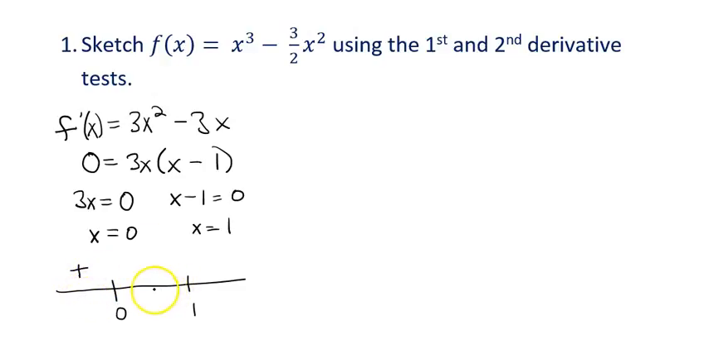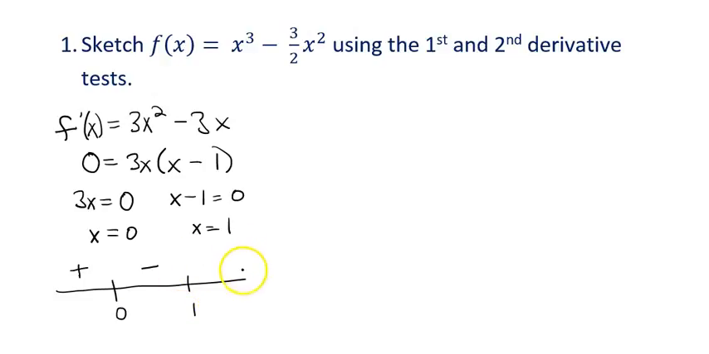Then I choose something between 0 and 1. And again, the nice thing about this is I don't have to know the exact answer. I just have to know if it would be positive or negative. So between 0 and 1, you just have decimals and fractions to choose. So I'm going to choose 1/2. And 3 times 1/2 would be positive. 1/2 minus 1 would be negative. So a positive times a negative would give me a negative. That means everything between 0 and 1 for my derivative is negative.